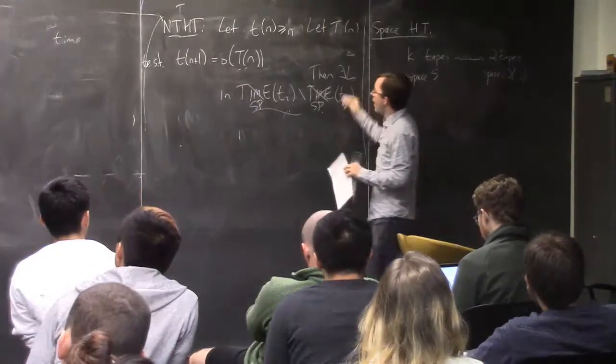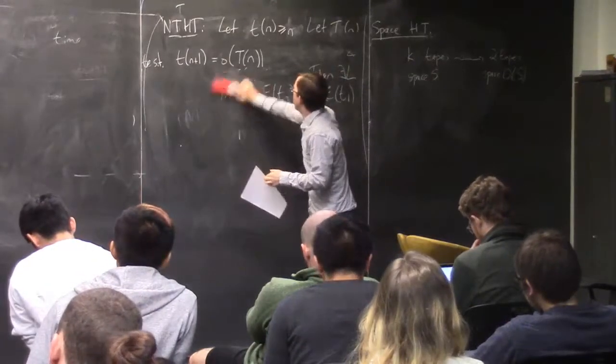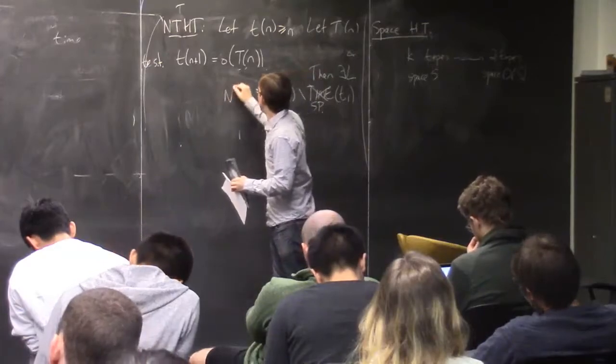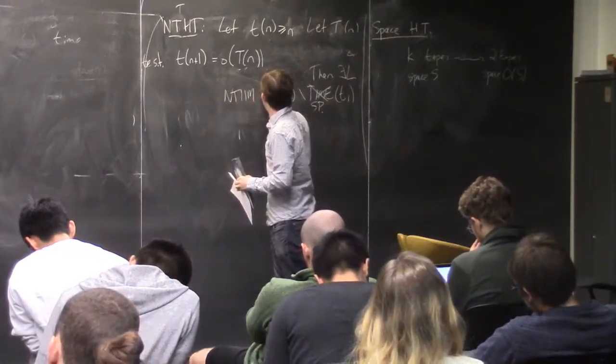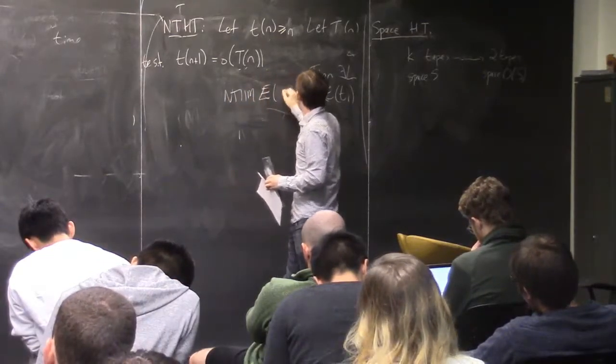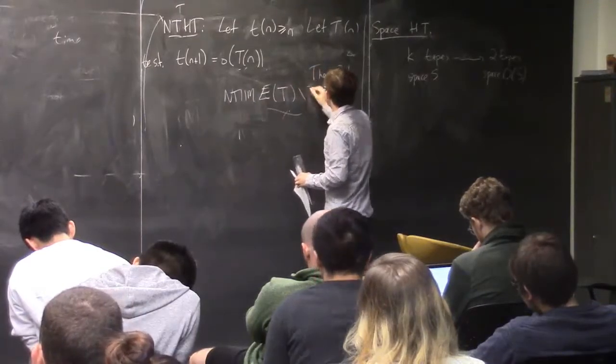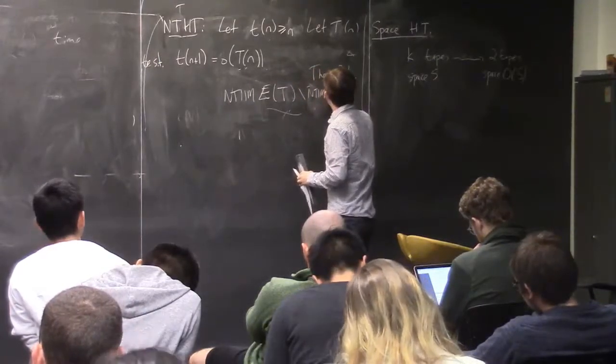Okay, so then there exists an L in non-deterministic time capital T, which is not in non-deterministic time little t.